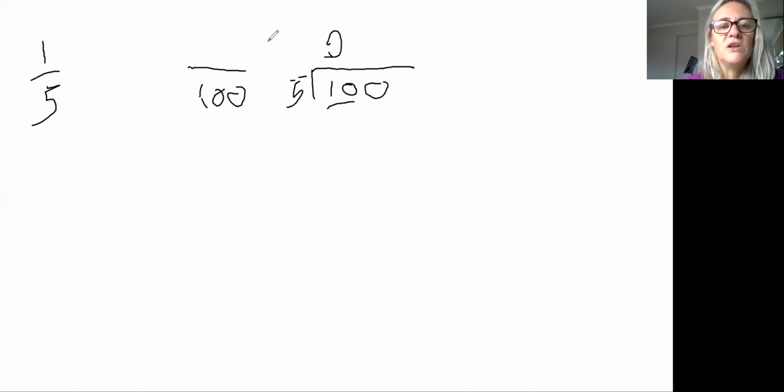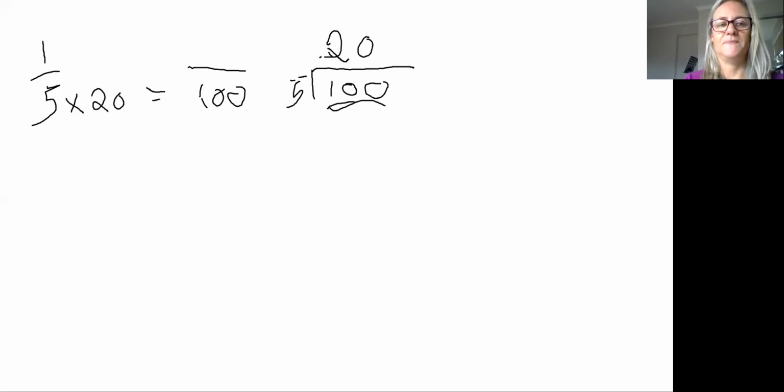Whoops, that is a 2, believe it or not. So 5 into 10 goes twice. And then 5 into 0 won't go at all. So 5 into 100 goes 20. All right. So let's go back to our 1/5 fraction. So that means that we've got to multiply this by 20 for it to equal the 100.